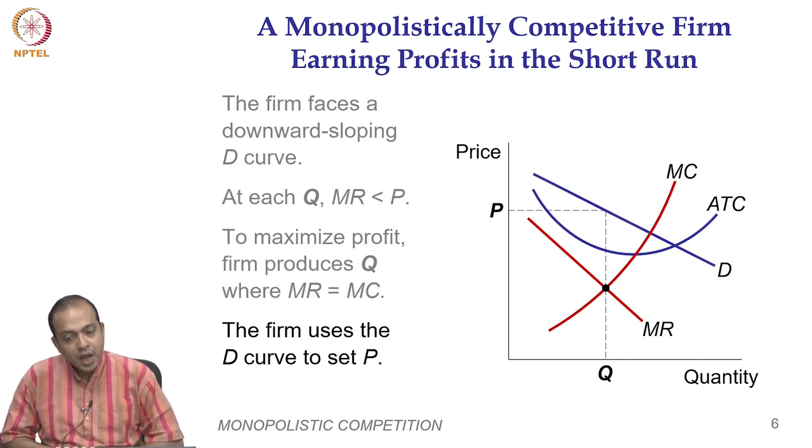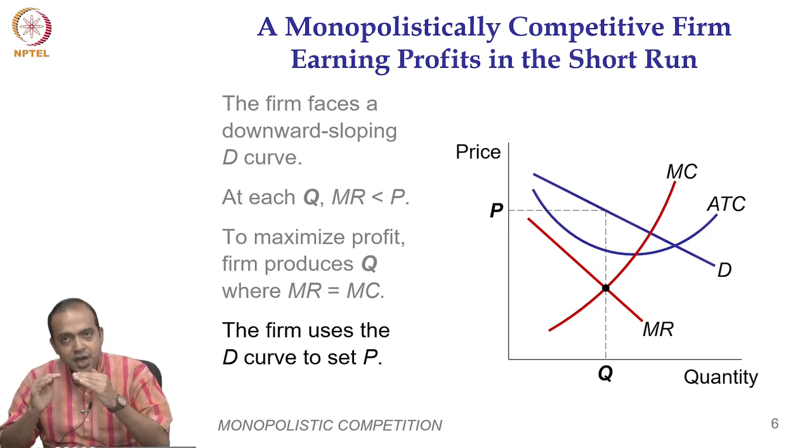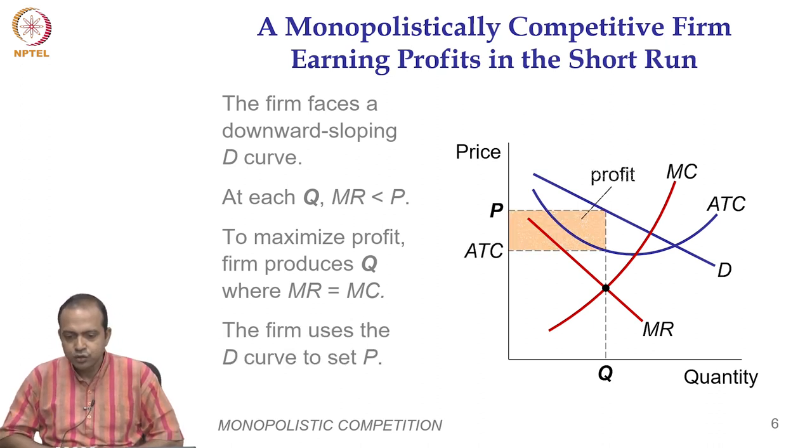Okay. And how do you determine the profit? As you know, profit per unit is the difference between, can you think of how you determine profit in the market structure where you have market power? If you recall, we have discussed this is the difference between price and average total cost. P minus ATC is the profit per unit of output. If you multiply that with the total amount of output, you will get total profit. Very simple. Look, this area is nothing but P minus ATC multiplied by Q. That is the profit that a monopolistically competitive firm earns in the short run.